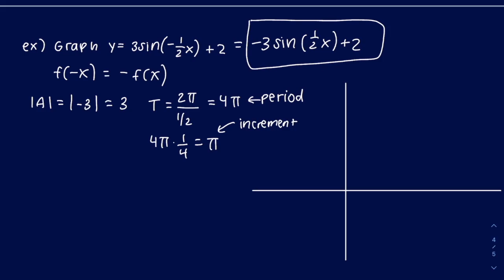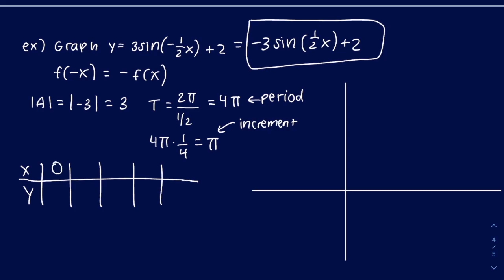Okay. So let's actually plot these on our XY table. Again, I'm using 5 values here, starting from 0 to 4 pi, which is my period, and in between is my increment. So pi, 2 pi, and 3 pi. We have our x values. Now we've got to determine our y values.